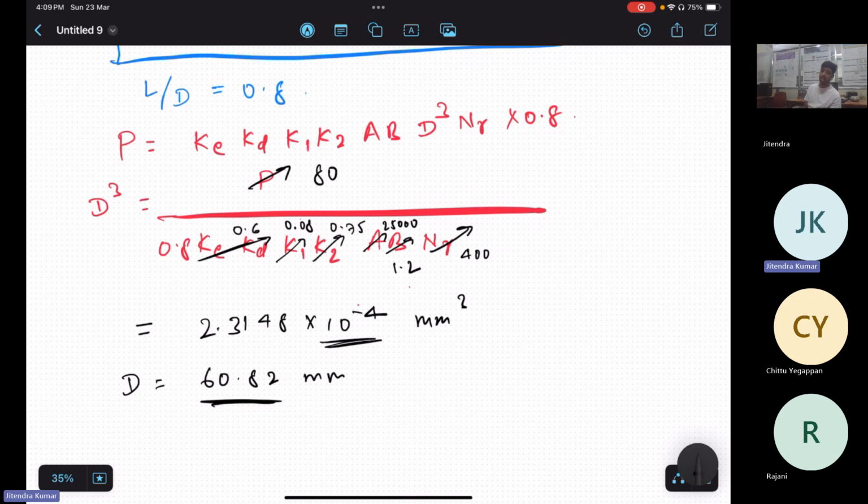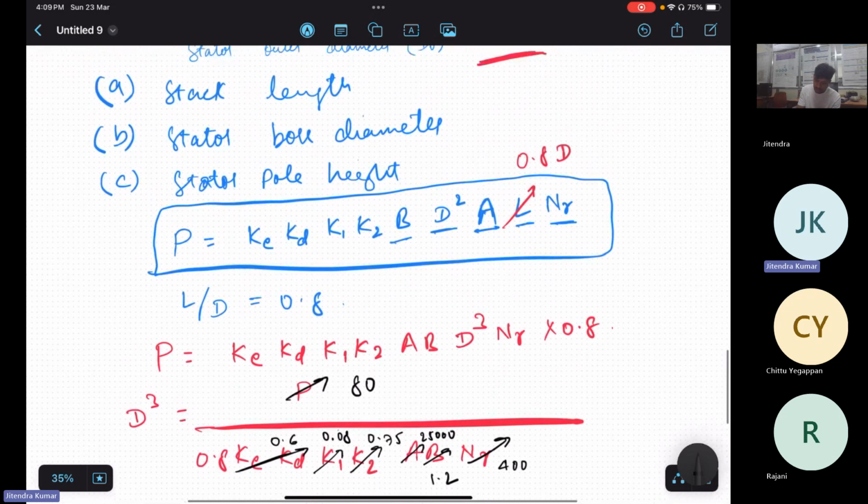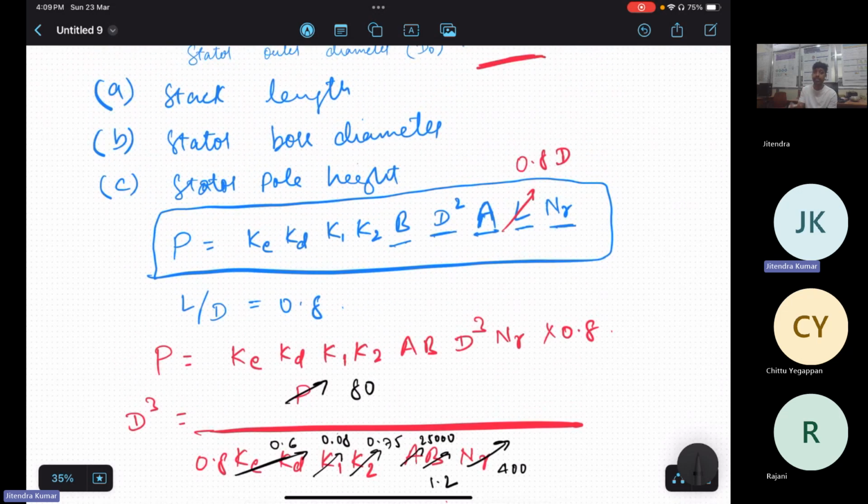So we can calculate L also directly, 80% of D. So L is 0.8 into 60.82 mm, which is 48.65 mm, exactly. Now the last part is the stator pole height.